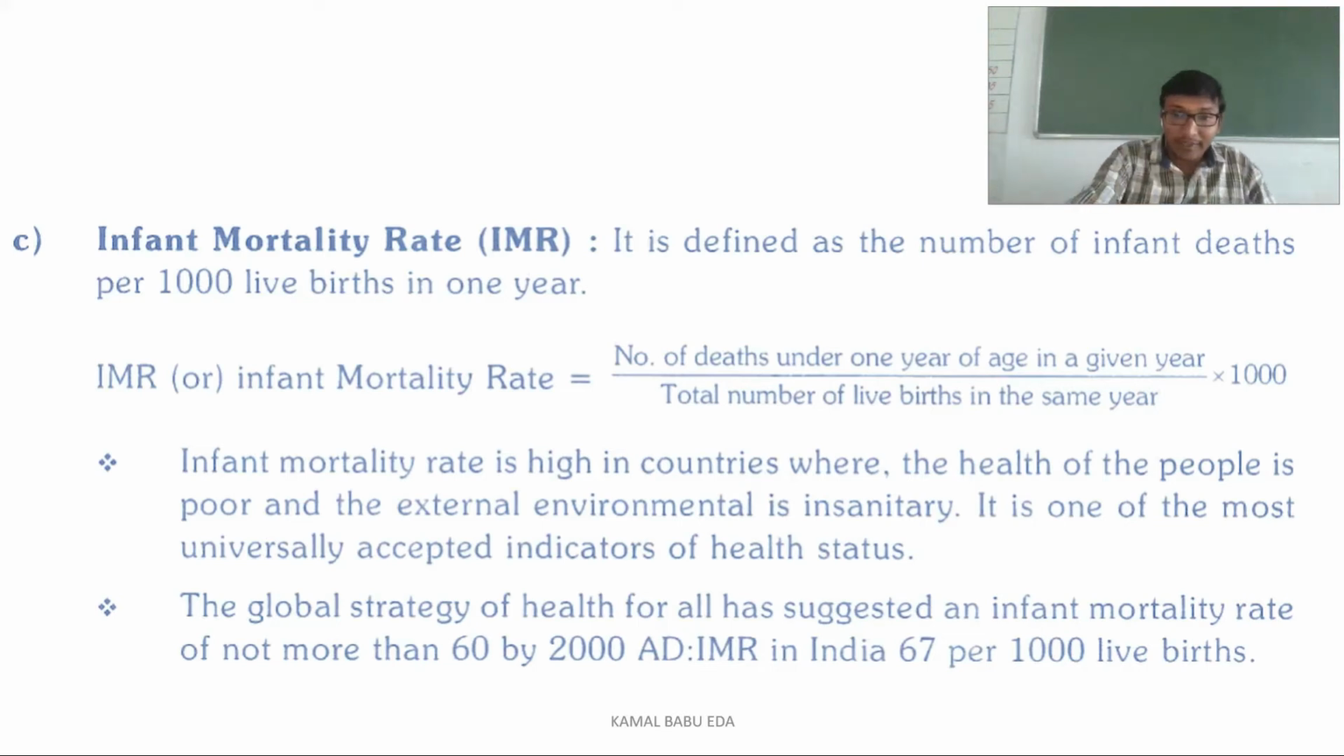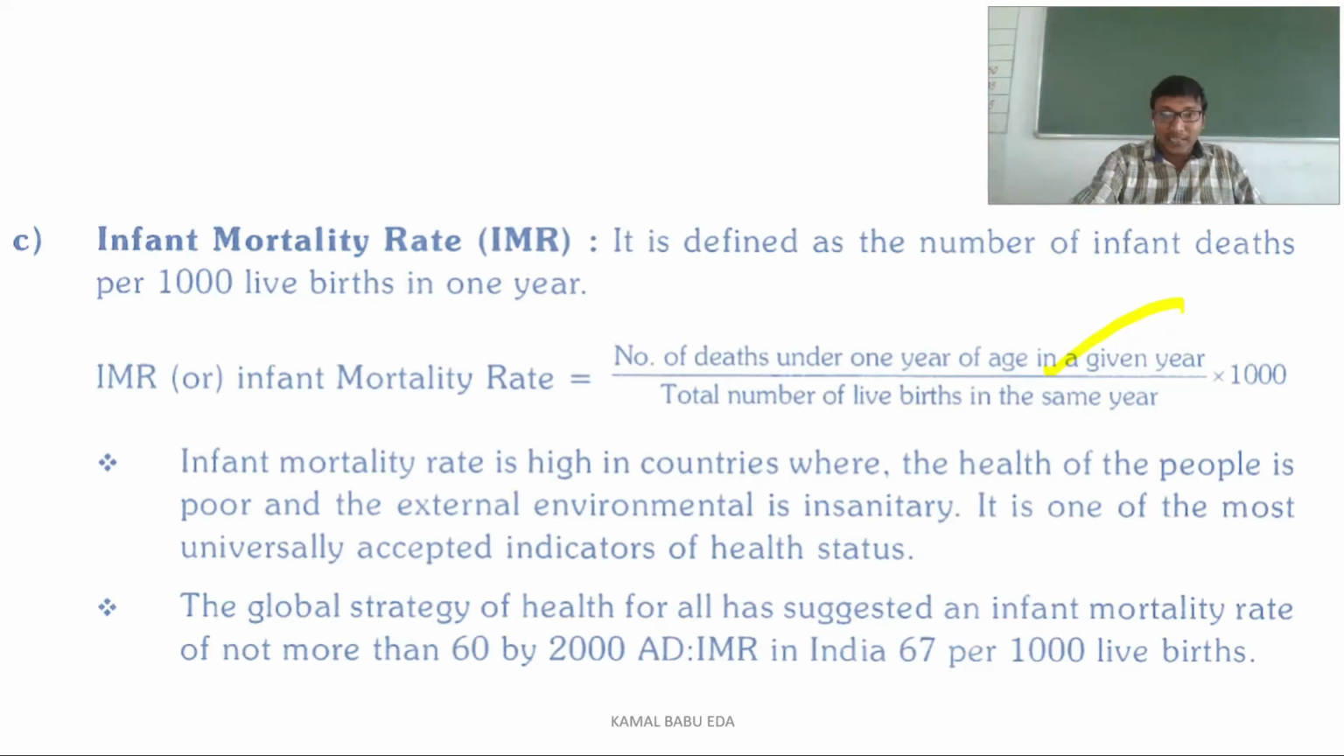So, the number of deaths under 1 year of age in a given year, that is, the children who are dying below 1 year of age, divided by the number of births that occurred in the same year, into 1000. If you do this, you will get the infant mortality rate. If the infant mortality rate is high, the people's health status is considered very low.